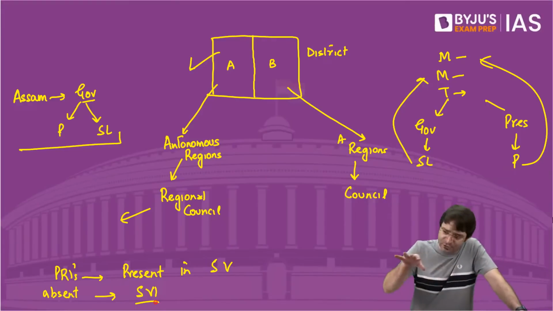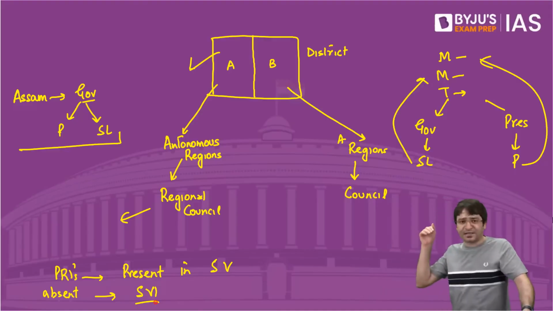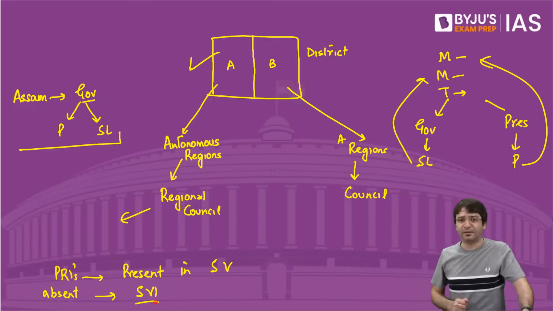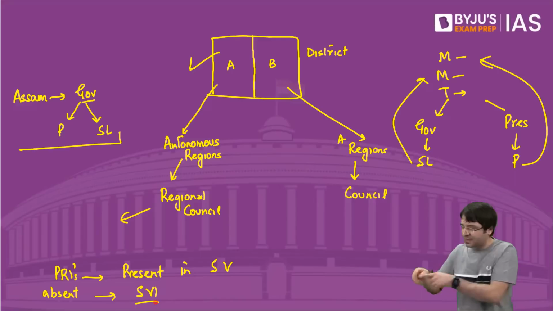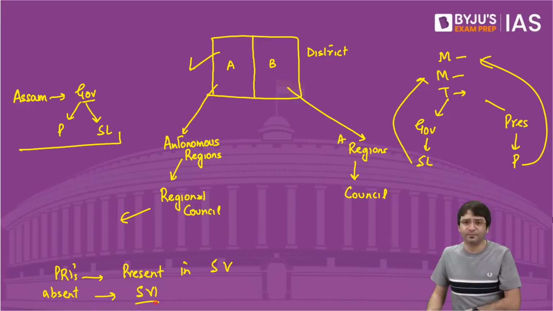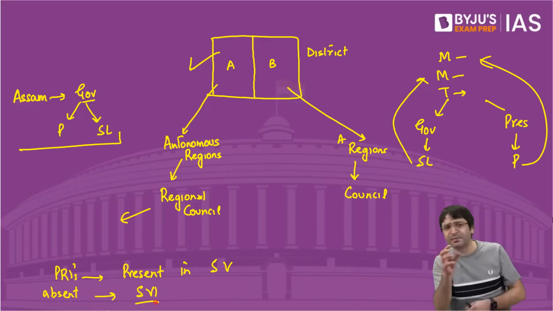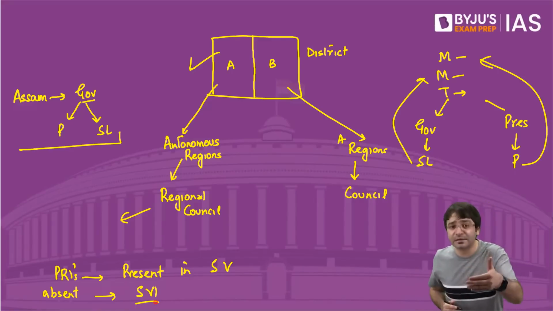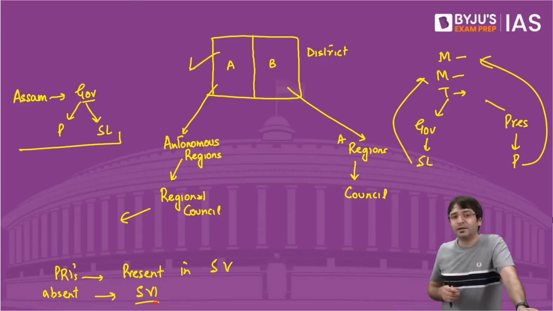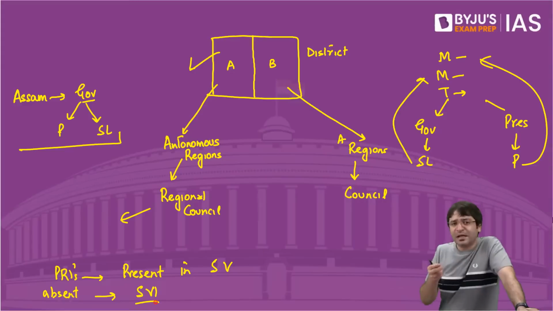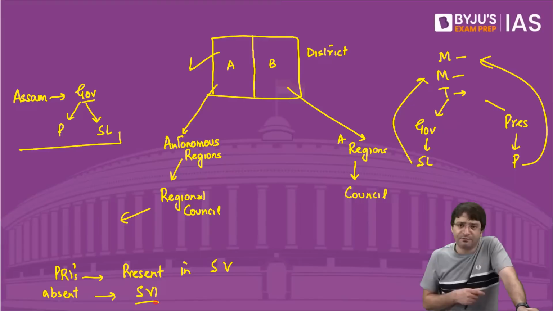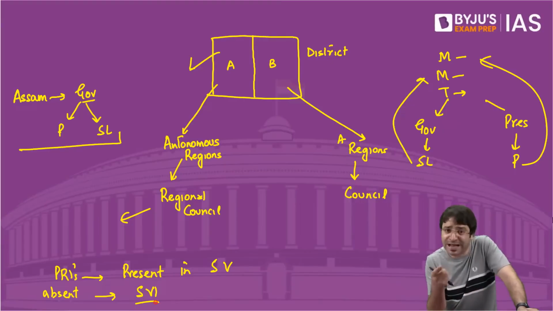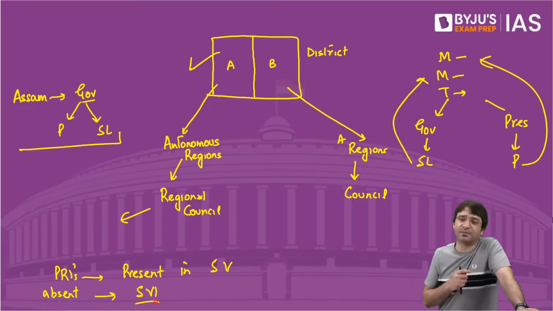That is why in Schedule 5 areas, the president has the power to establish a tribal area. And then the governor of that state will have to administer that tribal area on the recommendations of the Tribes Advisory Council. But the role of this council is limited. Limited in giving advice and limited in advising the governor with respect to economic matters of these tribals, which means matters related to land and money lending.